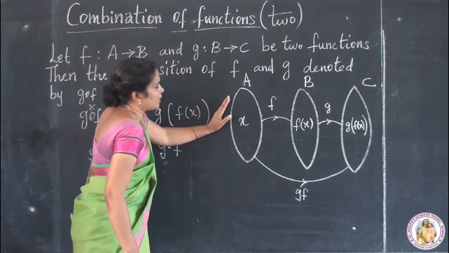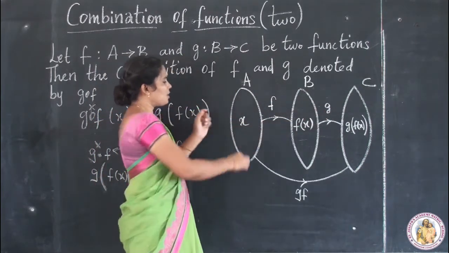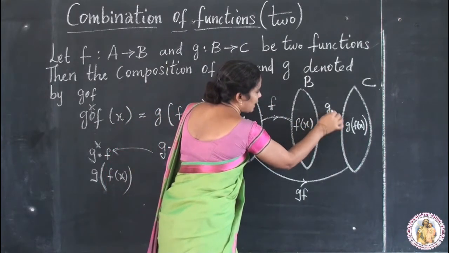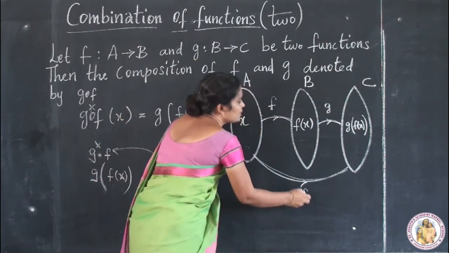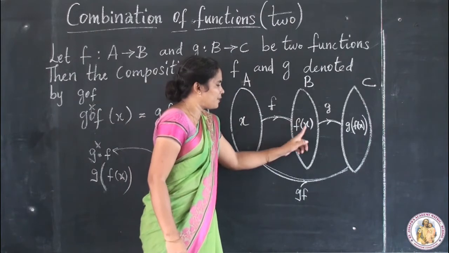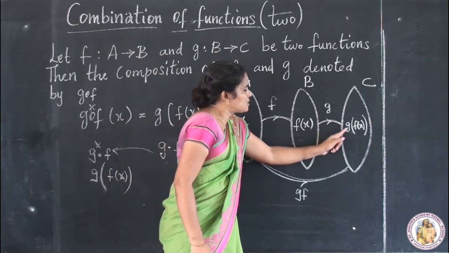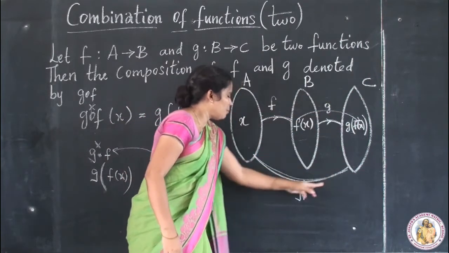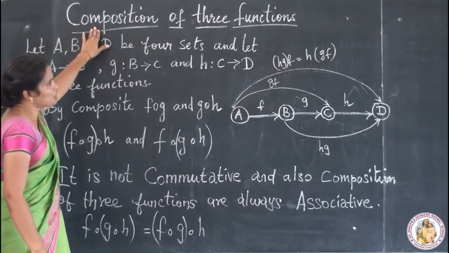Here you can see a clear idea about the combination of two functions. Here we have A, B, C. The mapping from A to B we keep as f, and from B to C as g. And from A to C it is g of f. If a is equal to x, then A to B will become f of x, and for B to C the combination is g of f of x. So for A to C the combination will become g of f. Now let us move on to composition of three functions.